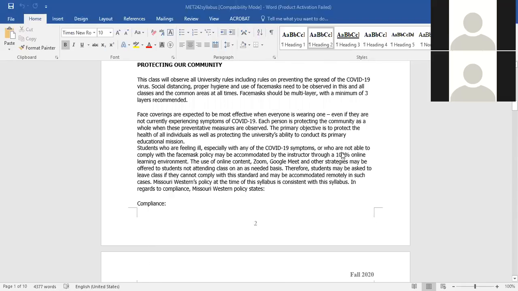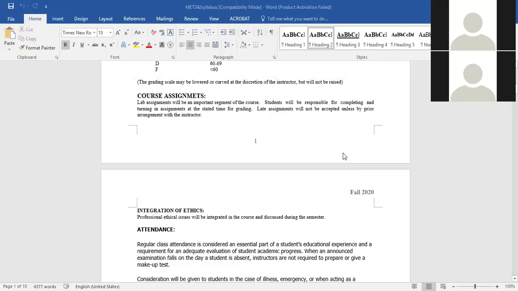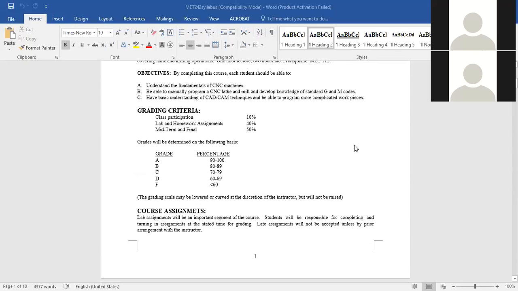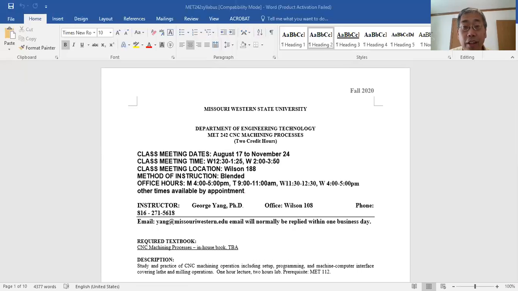Now, one more thing here. Once you come for the lab or lecture, if we do it in class, you are required to wear a face mask, okay? I'll show you, I have one here. You are required to wear a face mask.